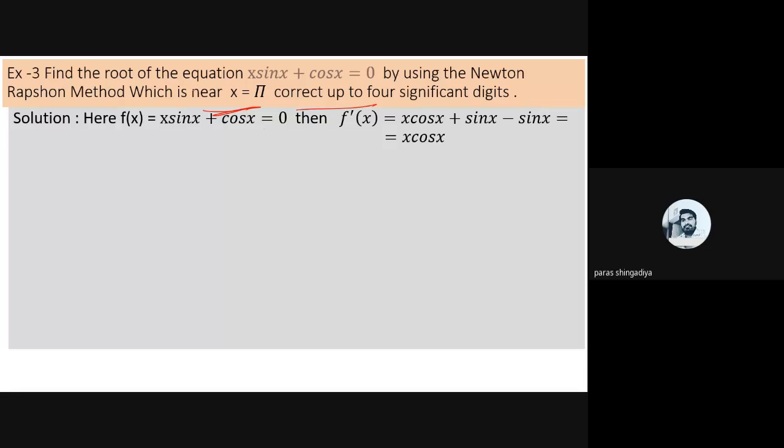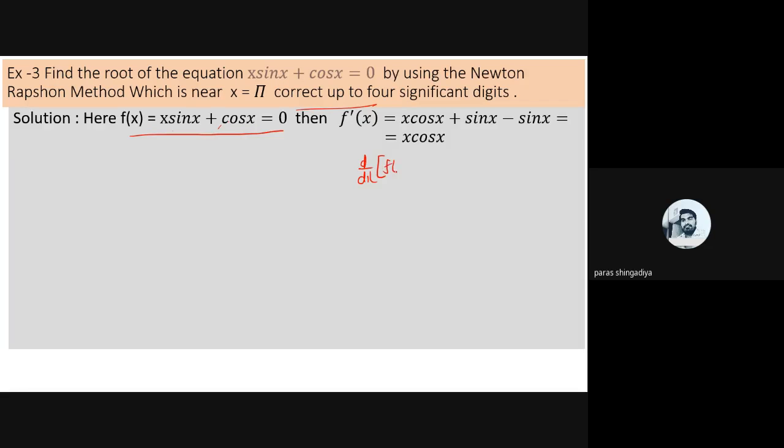The first step for this type of question is to consider the function in the f(x) equal to 0 form. The proper form is already given, x sin x plus cos x equals 0. Now let us derive the derivative of f(x). Here the product of two functions is given, x into sin x, so we'll apply the product rule of derivative, which we know.